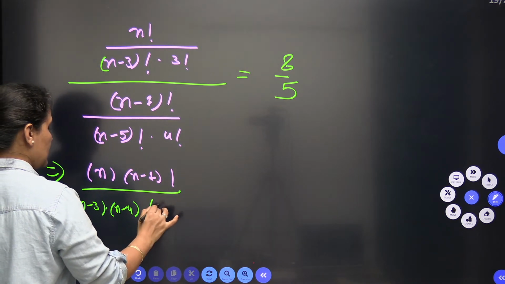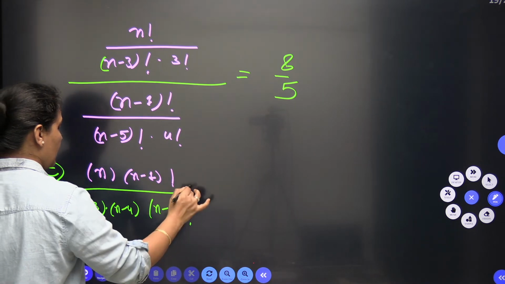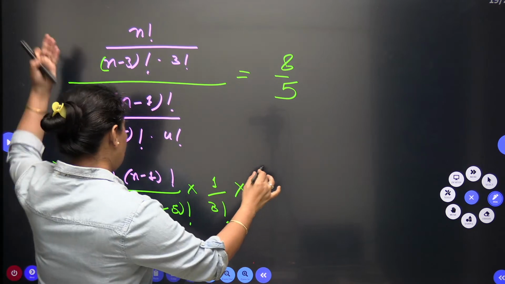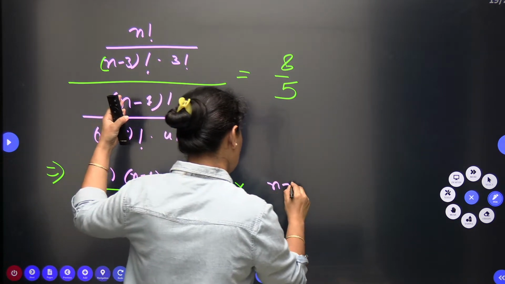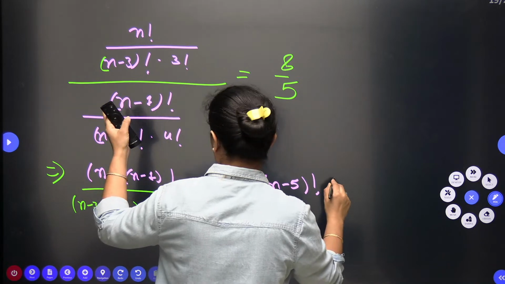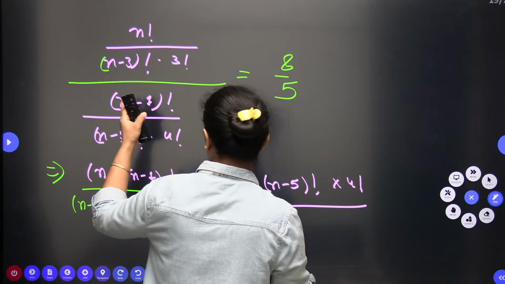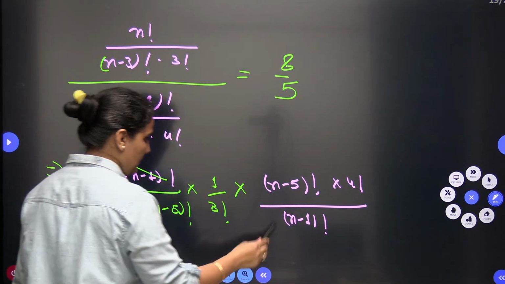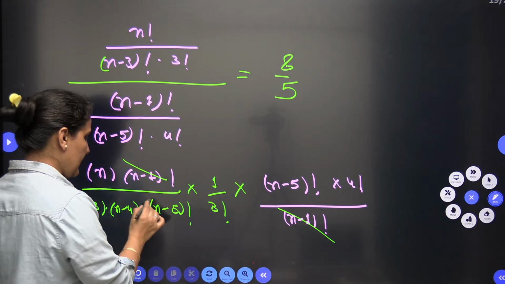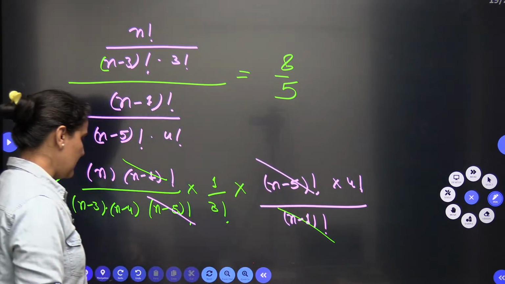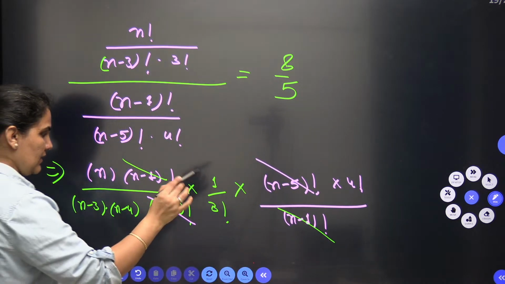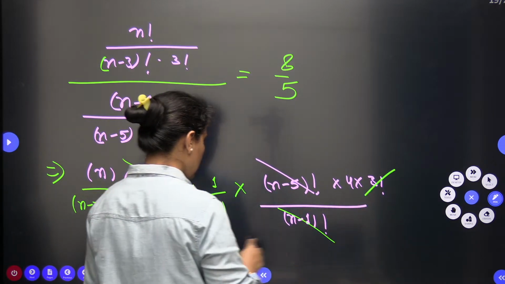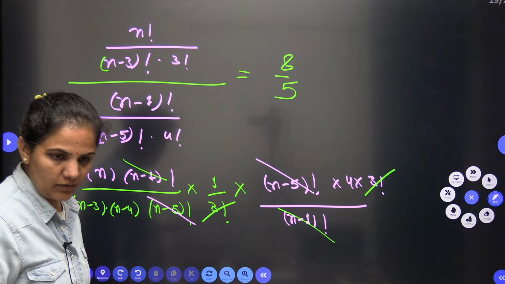In the bracket, we will have (n minus 5) factorial multiplied by 1 by 3 factorial, multiplied by, now this I will take as (n minus 5) factorial 4 factorial divided by (n minus 1) factorial. So now this n minus 1 will be gone. This n minus 5 will be gone. Okay. So now we are having 4. Even if you want, you can just take 4 and 3 factorial. So this 3 factorial will also be gone.